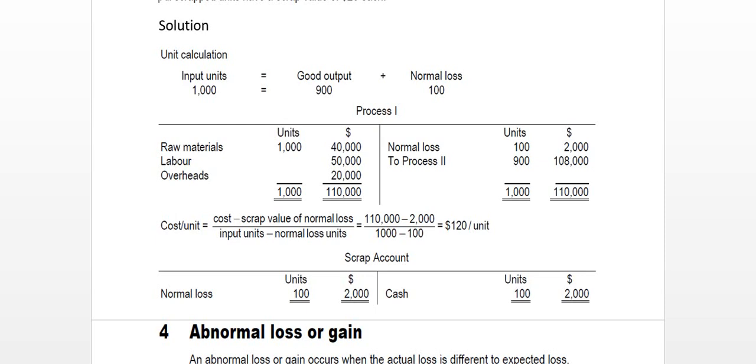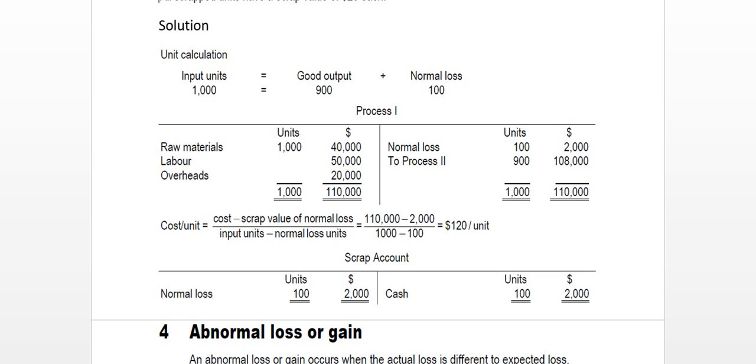You will have to calculate the value of the normal loss, but the good output, the value will be a balancing figure. So 110,000 minus 2,000 gives you 108,000. We apply it in the formula to give us a cost per unit of 120 per unit.